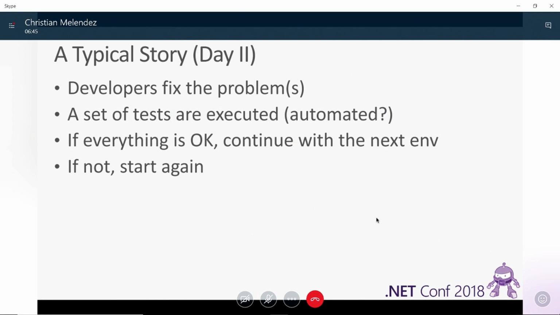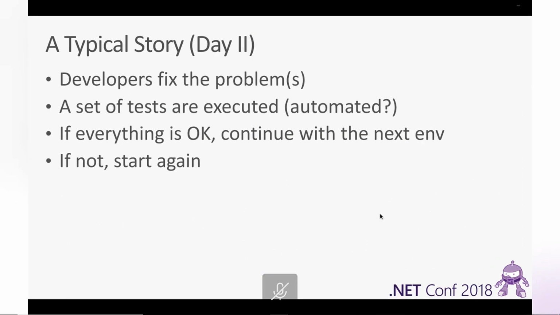Ideally, when they are trying to move that to, for example, a testing environment, they will run a set of tests that are executed, hopefully, in an automated fashion. If everything is okay, they continue with the next environment. If not, they start over again. This is a repeated cycle, and they have to spend a really good amount of time moving things from their computer to a production environment. So this is day two. Usually, it is not as easy as just copy-pasting the artifacts to the servers.